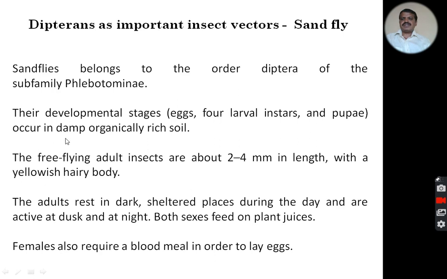So usually these flies are present in damp, organically rich soil. The free flying adult insects are about 2 to 4 millimeters in length with a yellowish hairy body. The adults rest in dark sheltered places during the daytime and are active at dusk, that is during evening, and at night. Both sexes feed on plant juices. Females also require a blood meal in order to lay eggs.